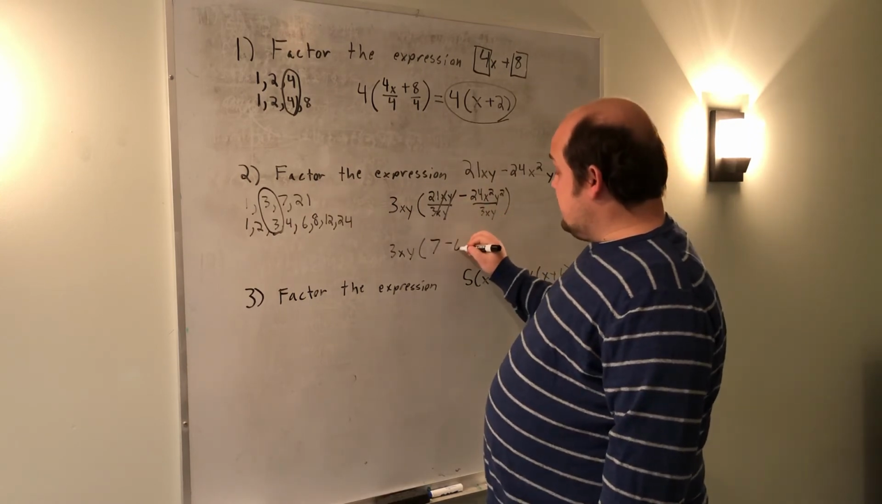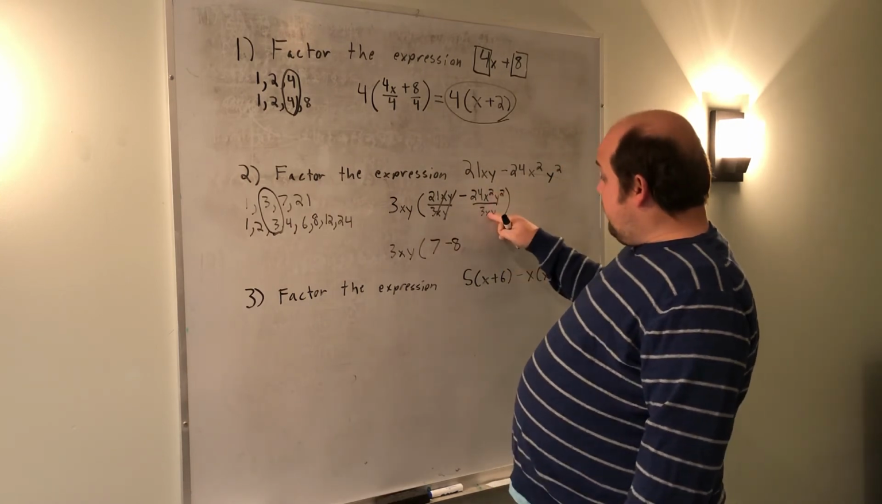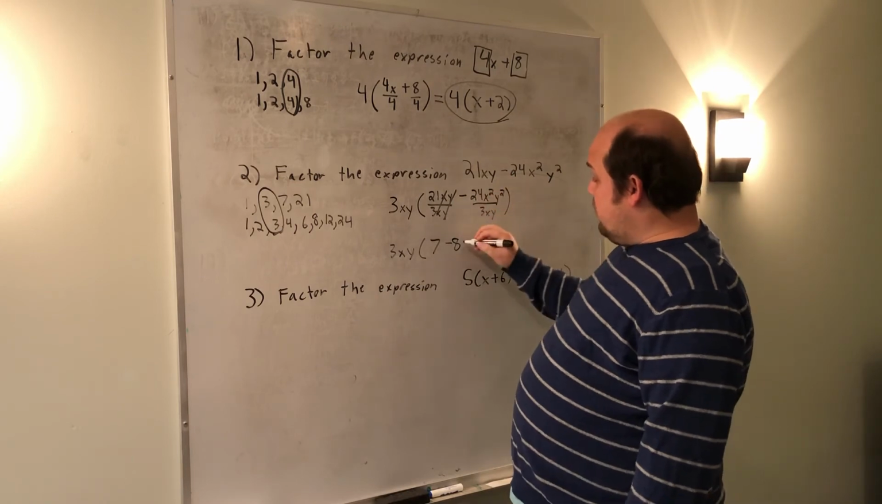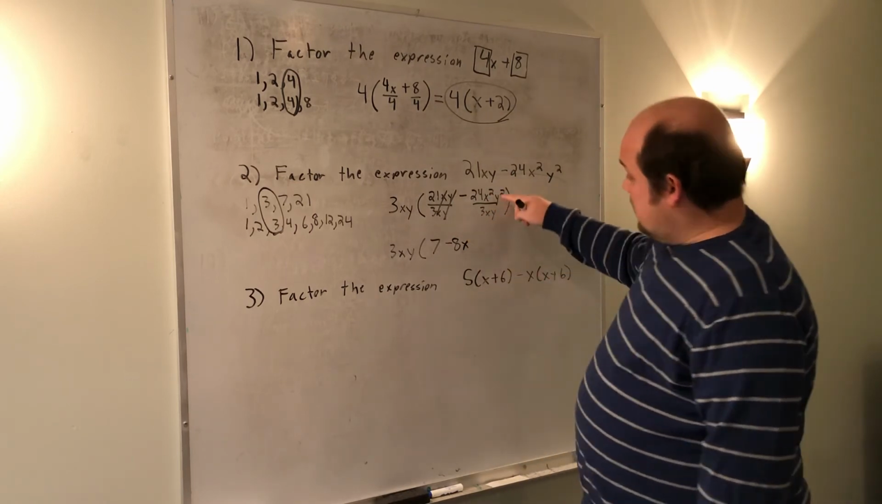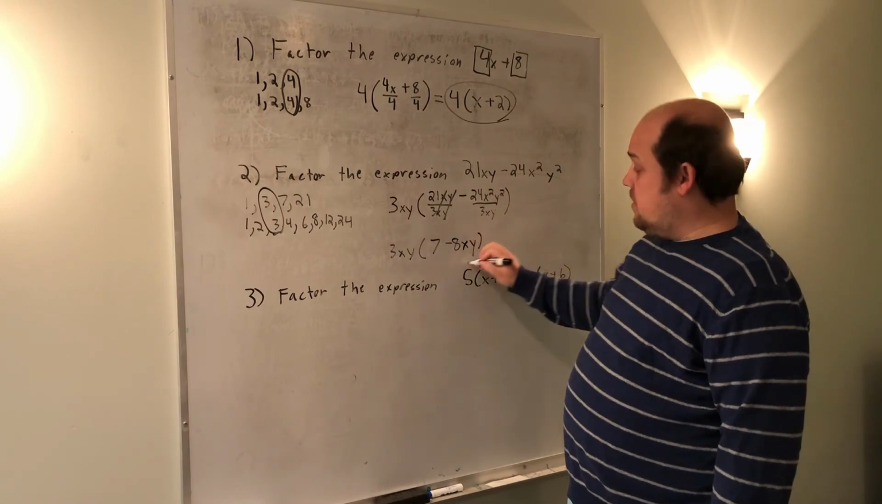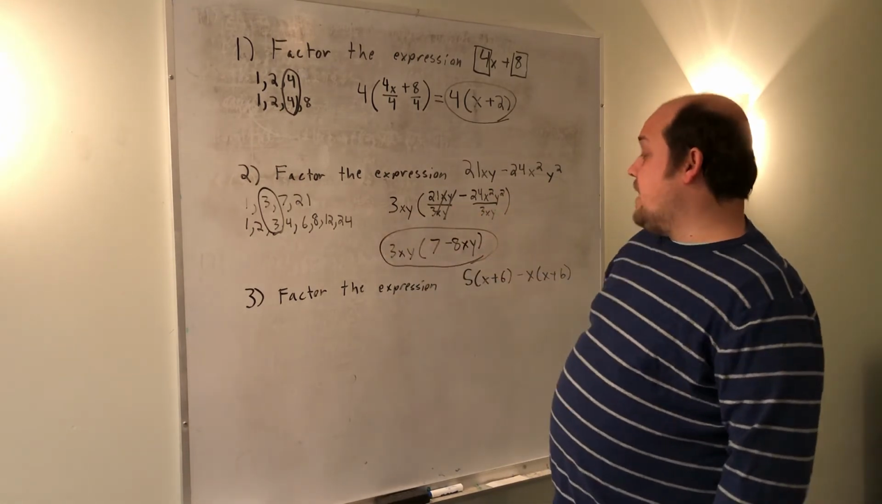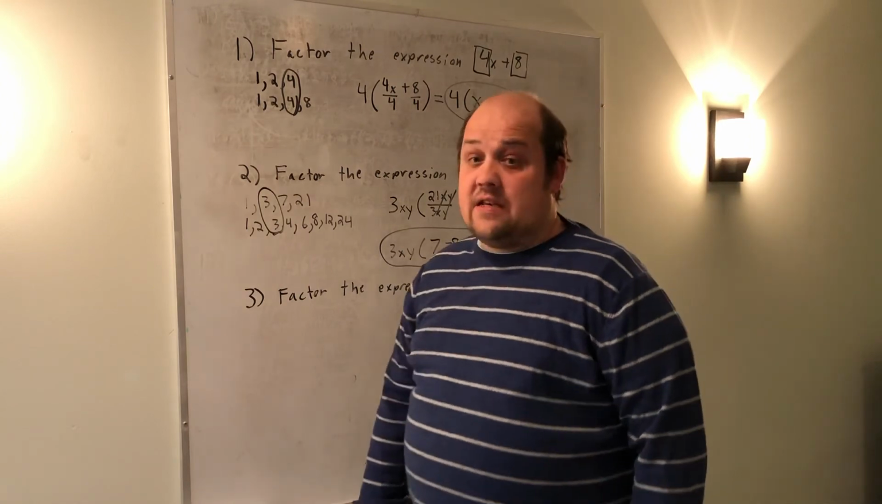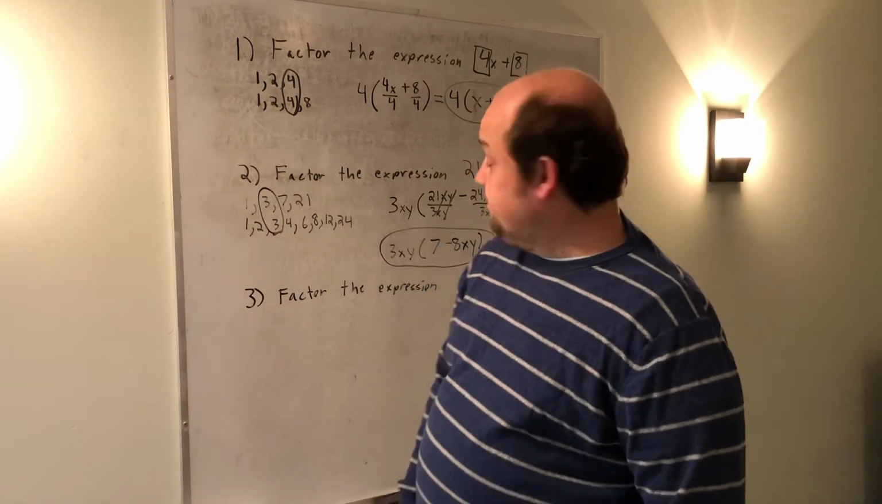That negative sign stays. X squared divided by x is like 2 minus 1, which just leaves me x to the first. Same thing for the y's. 2 minus 1 just leaves me y to the first. So my final answer is 3xy, parentheses 7 minus 8xy.